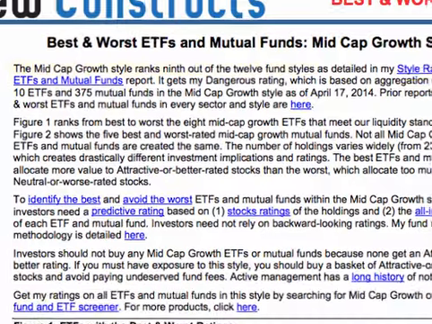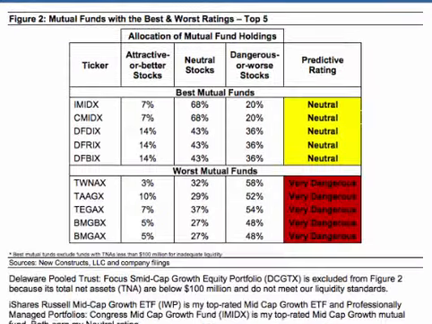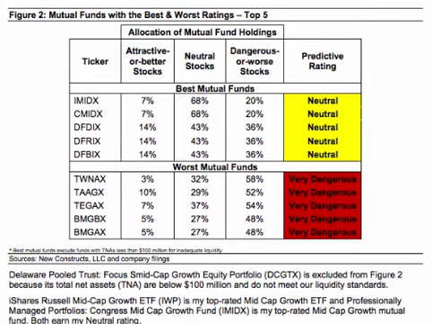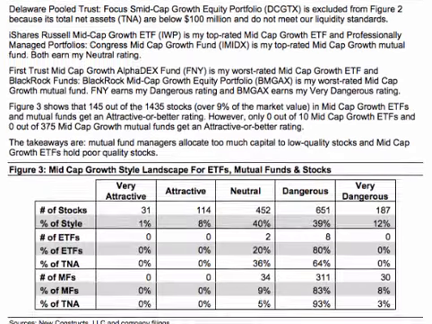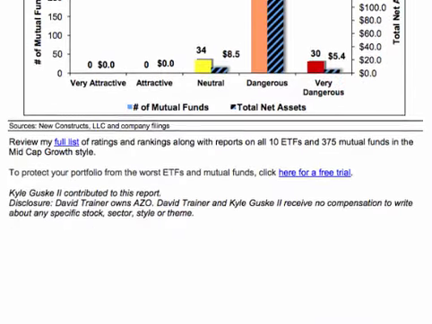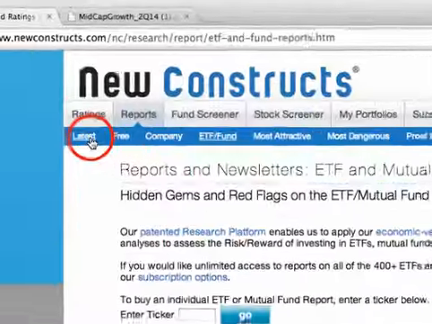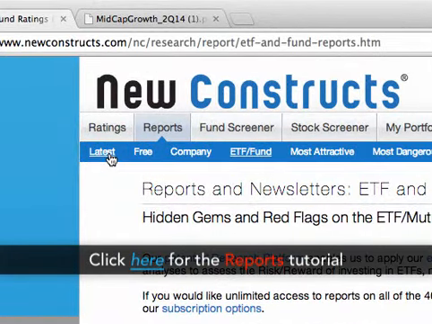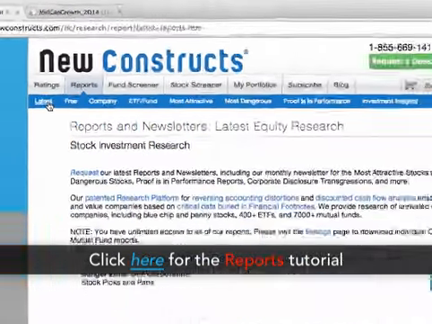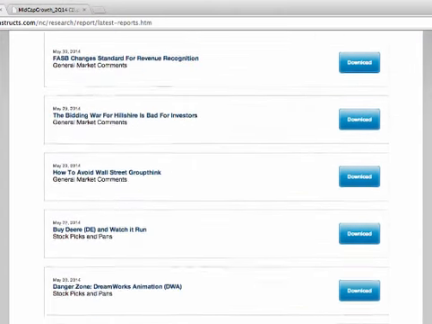Scroll down to see the top 5 best and worst ETFs and top 5 best and worst mutual funds by sector or style. Our comprehensive ETF and mutual fund reports represent the diligent and independent analysis we put into all of our research. You can also sort through all of the newsletters and reports by clicking Latest on the blue ribbon. We encourage all of our subscribers to take advantage of our valuable reports.